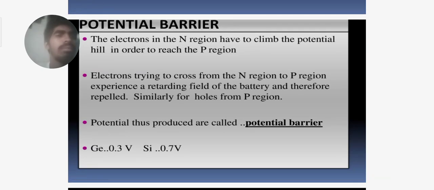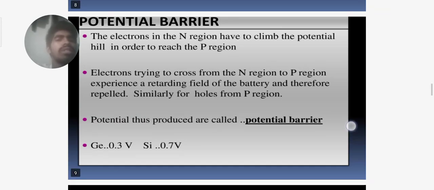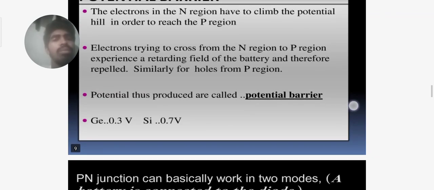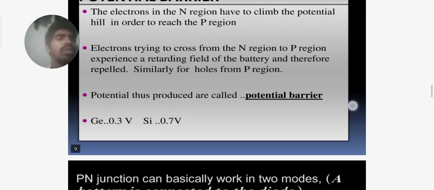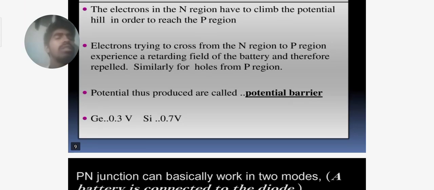And next, potential barrier. What is meant by the potential barrier? The electrons in the n region have to climb the potential hill in order to reach the p region. Electrons trying to cross from the n region to the p region experience a retarding field and are therefore repelled. Similarly for holes from the p region. The potential thus produced is called the potential barrier, that is germanium 0.3 volt and silicon 0.7 volts.